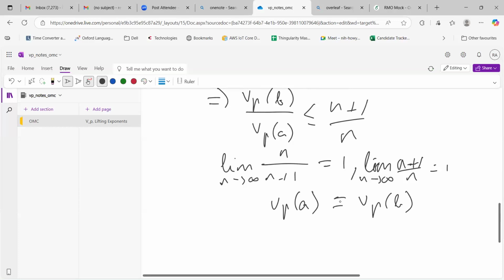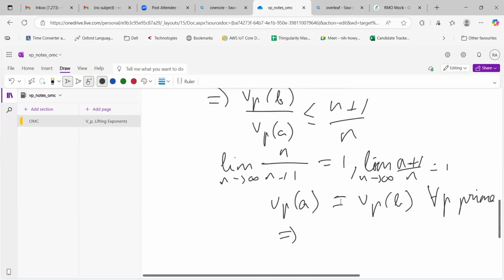But now, note that this holds for all P prime, right? So that means a equals plus or minus b. Exactly. But we've defined A in positive integers, so you don't need the plus or minus. Okay. A equals b.